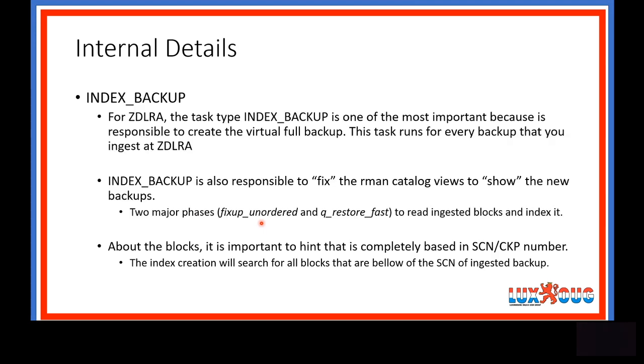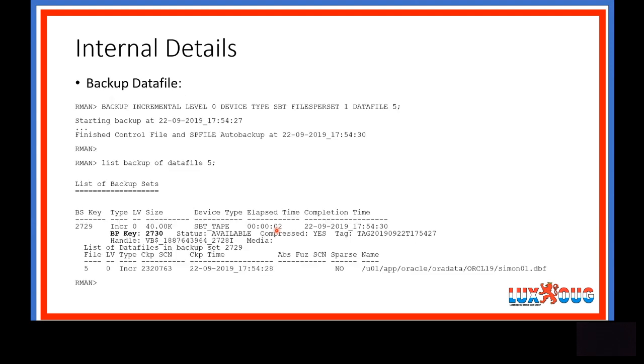So what is index backup? Index backup is the task that is executed for every backup that you ingest in your zero data loss. Everything that is put inside of zero data loss will be indexed. This means the library will check your backup block by block, because we open the Airman backup set, see the data file backup blocks that are inside, and generate the virtual backup. So you have two phases, which are the fix-up and the restore fast. It's just two main tasks that are there. Just information, you don't need to follow this, but if you go inside the database, you can see the index backup task running, and you can see these two phases.